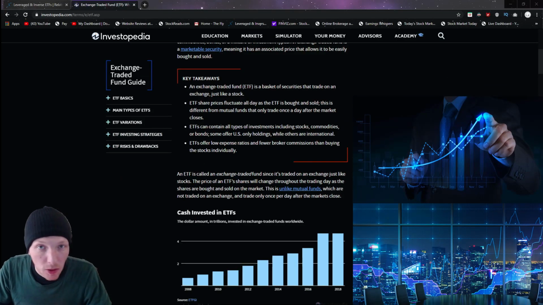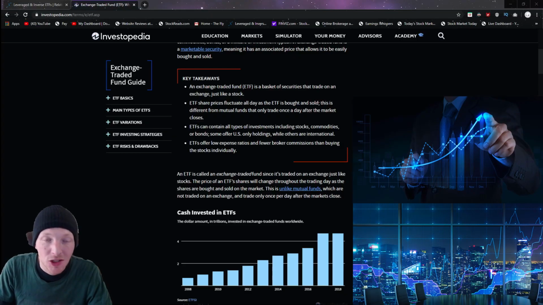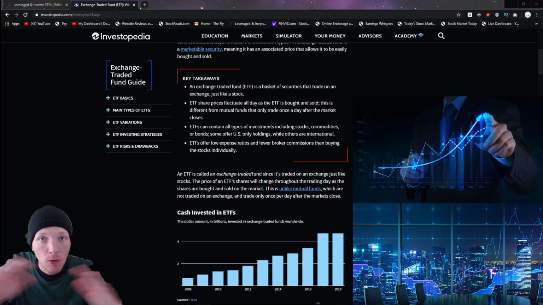Some key takeaways. An exchange-traded fund, ETF, is a basket of securities that trade on an exchange just like a stock. ETF share prices fluctuate all day as the ETF is bought and sold. This is different from mutual funds that only trade once a day after the market closes. ETFs can contain all types of investments, including stocks, commodities, bonds. Some offer US-only holdings, while others are international, as in all around the world.